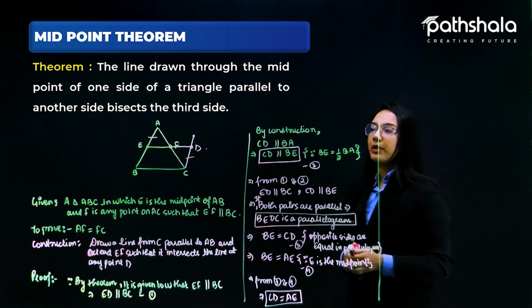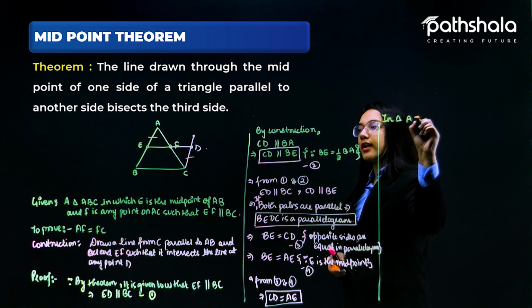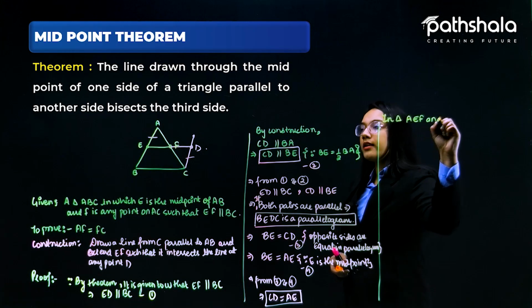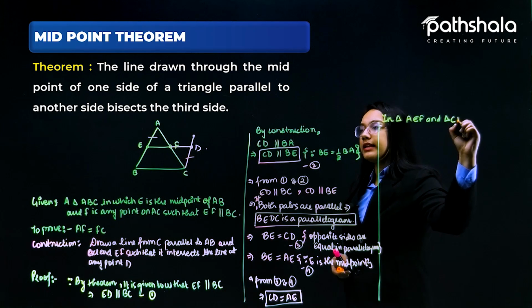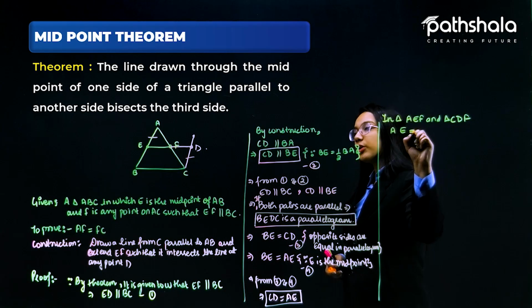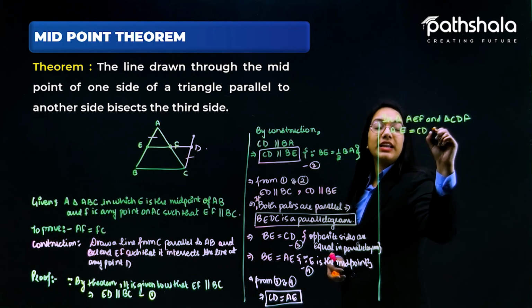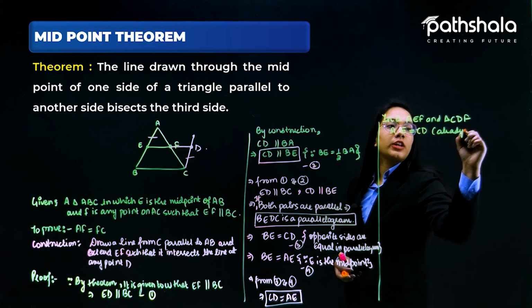Now furthermore, what can we say about the two triangles? In triangle AEF and triangle CDF, first of all, we know that AE is equal to CD. It is already a proven case.